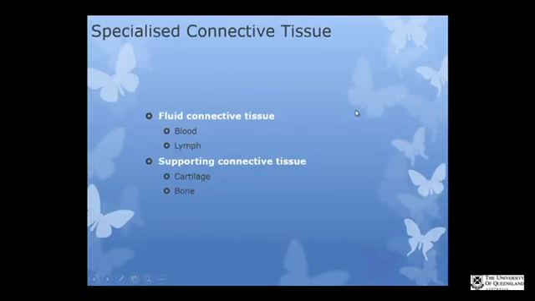Fluid connective tissue. Well, there's only two kinds of fluid connective tissue. There's blood and there's lymph. Now, lymph vessels run parallel to the veins. And if any of the veins or the arteries are leaking and you get lots of fluid in your system, then the lymph system is there to sop it up.